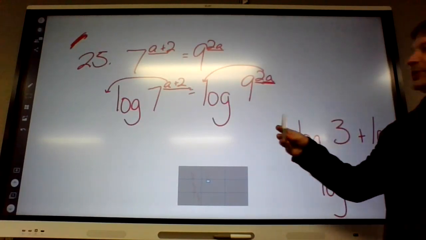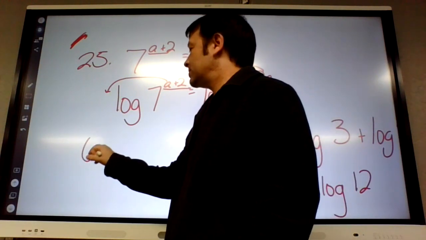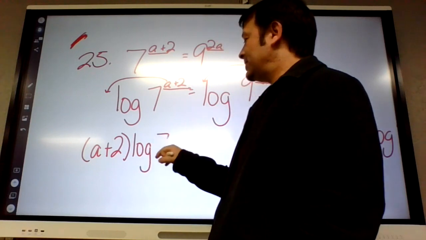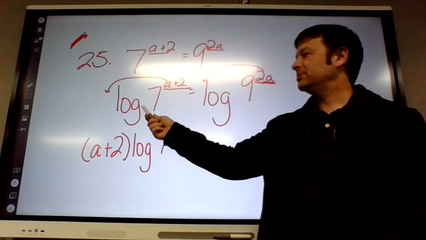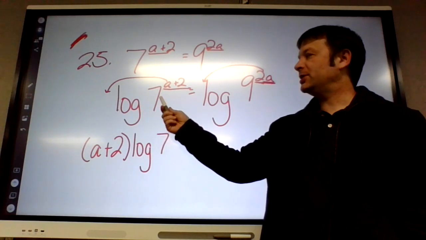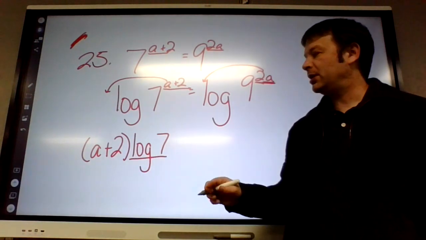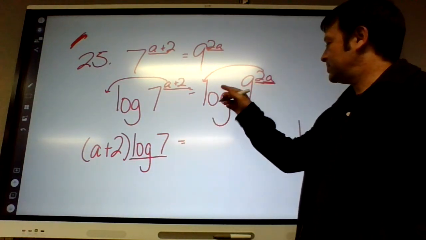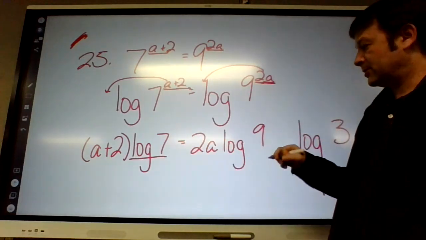Okay, anyway, so we can move the exponent down in front as a multiplier. So this is a plus 2 times log of 7. Log of 7, I know it looks weird, but really that's just some weird decimal. It means like 10 to the what equals 7. So think of this as one number, some weird decimal number. Okay, and then the 2a can come down in front of this log.